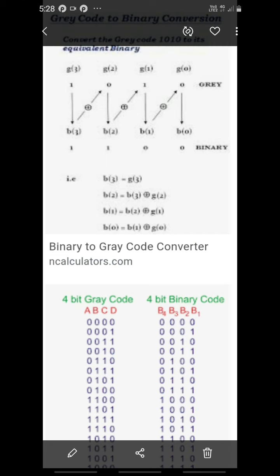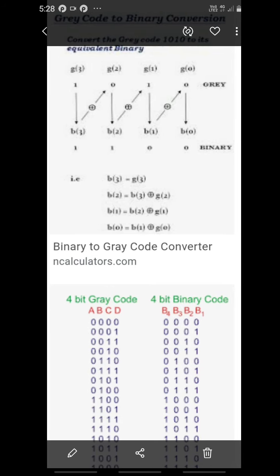We take the next one. Suppose 0111. So this MSB is taken as is, that is 0, and 0 plus 1 is 1, 1 plus 1 is 0, 0 plus 1 is 1. So the seventh one is 0100.